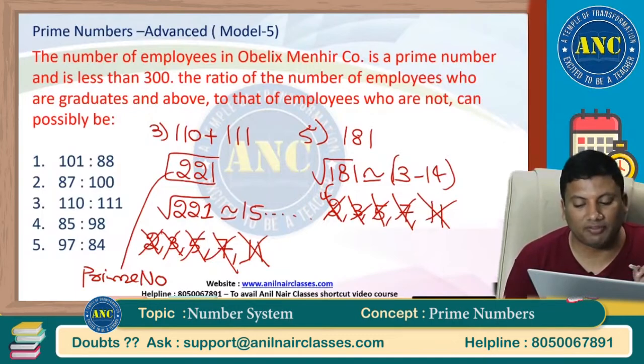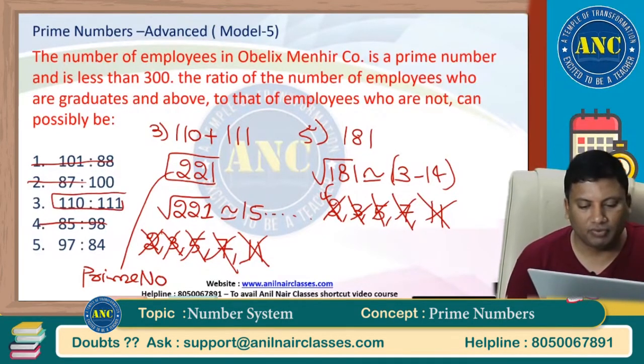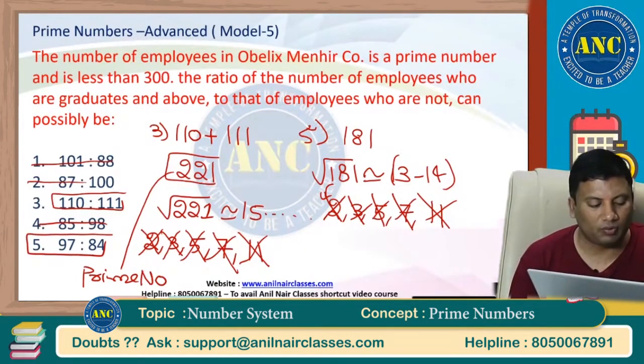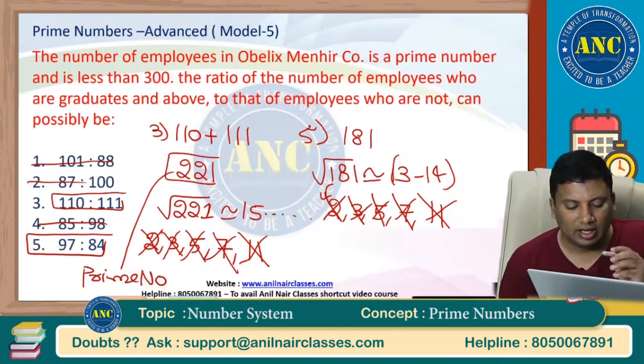The ratio of the number of employees who are graduates and above to that of employees who are not can possibly be. Possibly means it can be, so it has to be a prime number. This is not a prime number. This is not a prime number. This is not a prime number. 110 plus 111 is nothing but 221. 221 also we got as a prime number. 97 and 84, which we got 181. So 181, it is K.